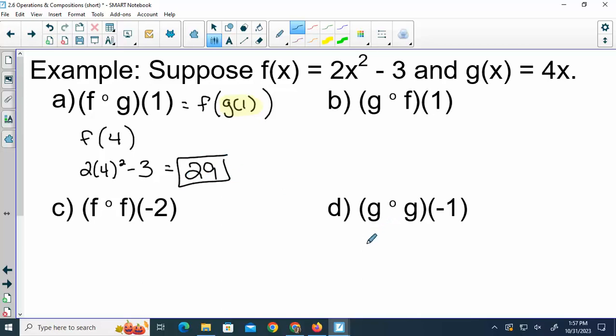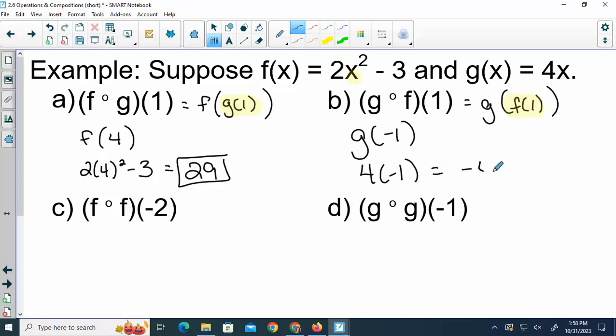Does order matter with these? Yeah. Let's illustrate that here. If I flipped it and said g of f of 1, we start on the inside, so I have f of 1. If I put a 1 into function f, what do we get out? Negative 1. So now we have g of negative 1. You put a negative 1 into g, you get negative 4. So very different answers. We have to be careful of the order on this.